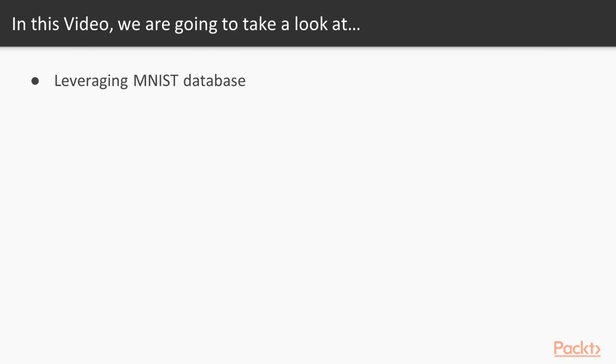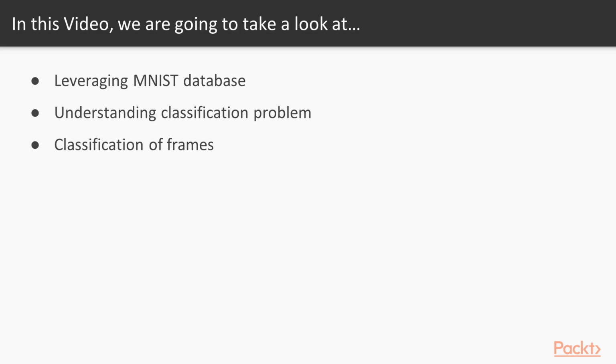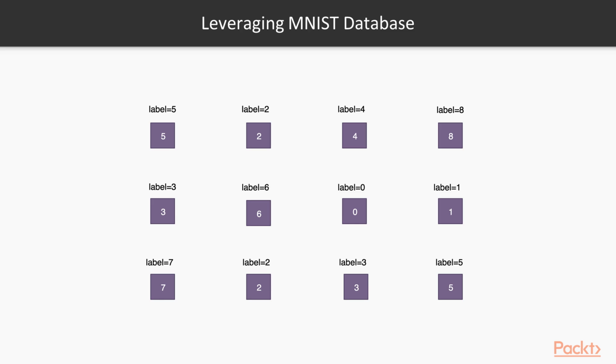So we'll be leveraging the MNIST database. This is a database with handwritten digits that can serve as an input to deep learning algorithms, to teach those algorithms how to classify them. So we'll be understanding the classification problem and we'll be doing classification of frames. Those frames will be our MNIST images with the digits on them. So this is a simplification of the MNIST database and it looks like this.